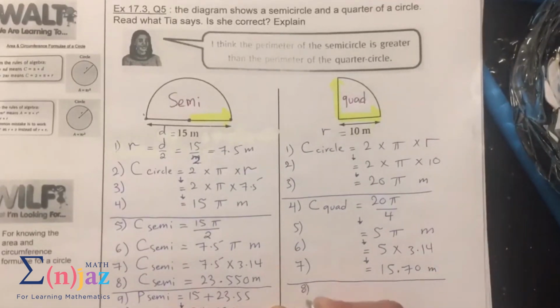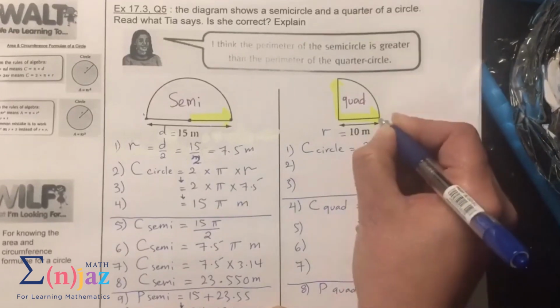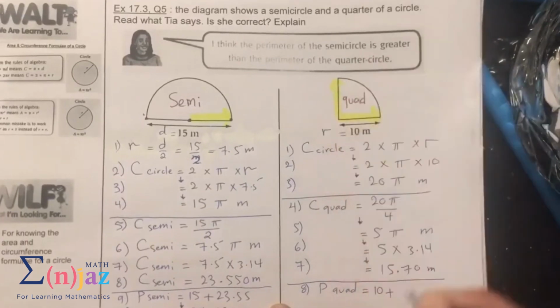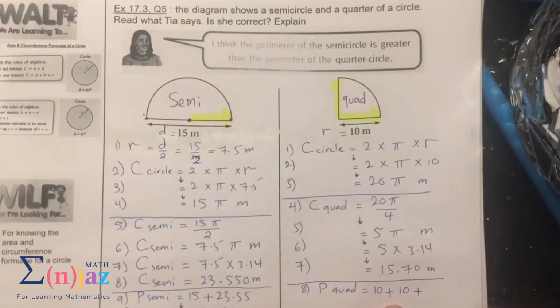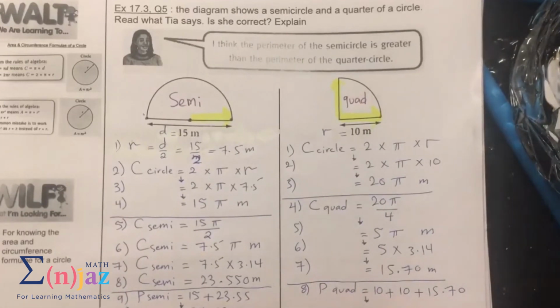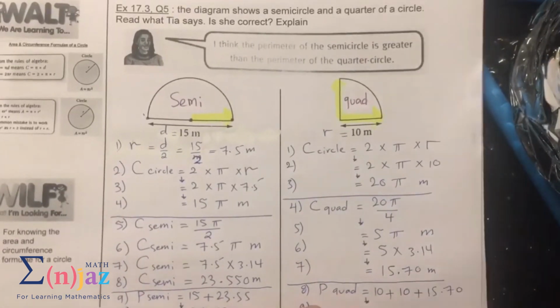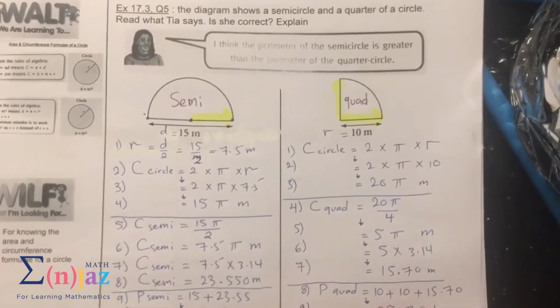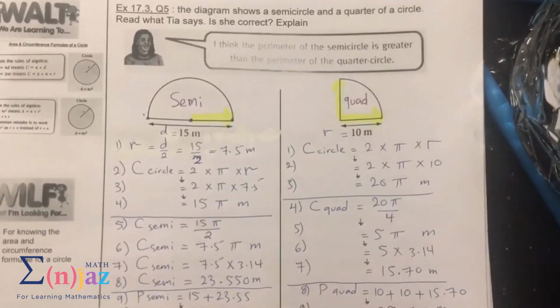Then step number 8, we are going to calculate the perimeter of a quadrant. So start at a point, you're going to add this side 10 and this side here, which is again 10, and the length of the arc of a quadrant, which is 15.70, and the final answer will be 35.70 meters.